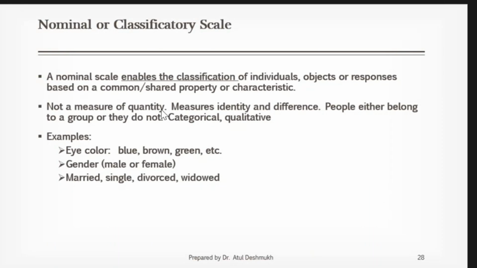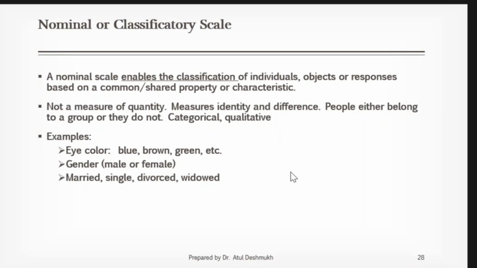Not a measure of quantity. It doesn't give any quantity or any quantification. It measures identity and differences. You will either belong to the male group or the female group. So it will give you identity, that you are from the male group of this particular batch, and differences: these are the males and these are the females. People either belong to a group or they do not. A person will belong either to the male or the female group, right? They are categorical, discrete, categorical and qualitative. Categorical means it is discrete. I can say that 20 males and 20 females. Can I say that 19.5 males and 21.5 females? It is not possible. Okay.